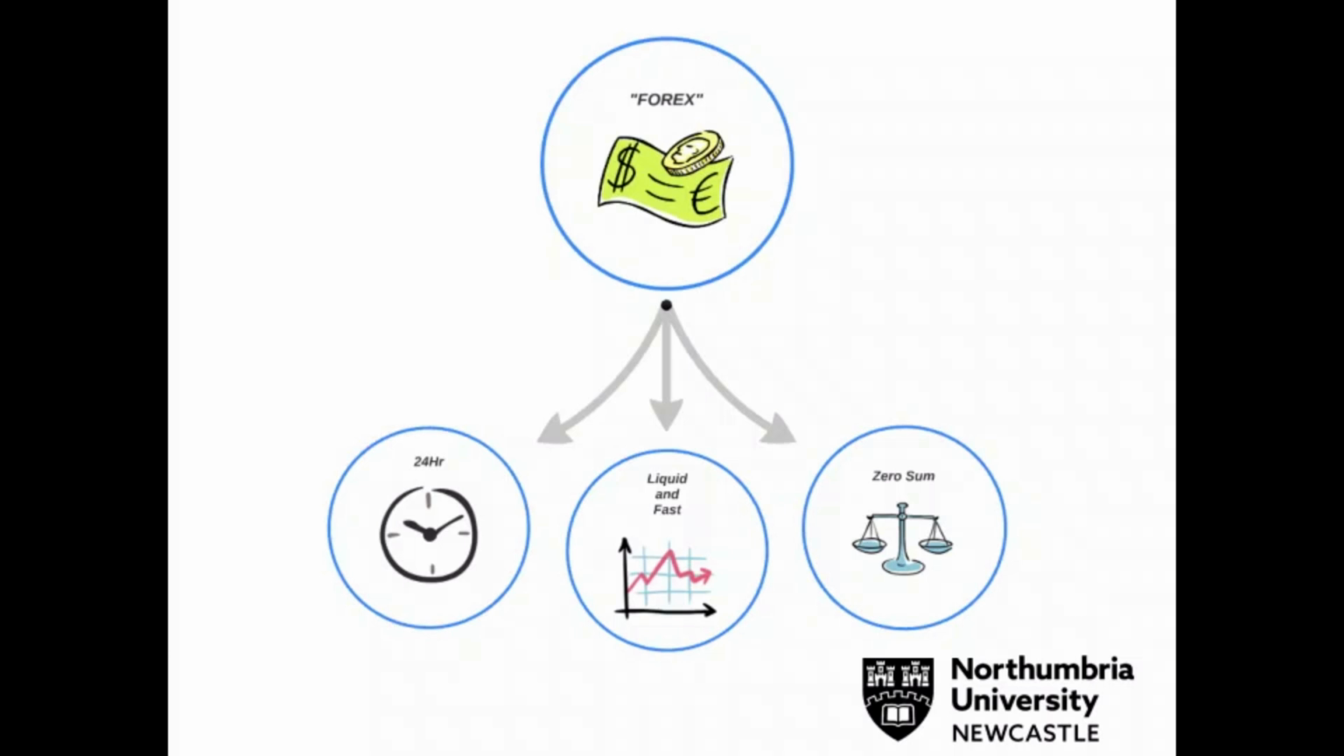It's also fast and liquid, meaning that it can change very quickly. It's liquid because it's cash. It's the most liquid form of asset. It's also known as zero sum. One goes up, it goes up against something. So if one currency goes up, another currency must go down. So it's what's known as a zero sum transaction.